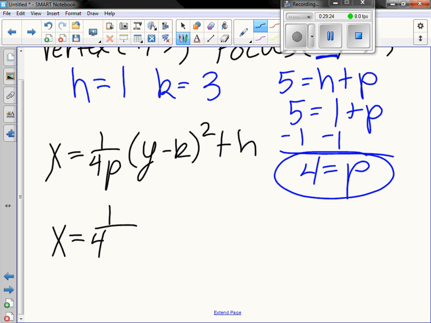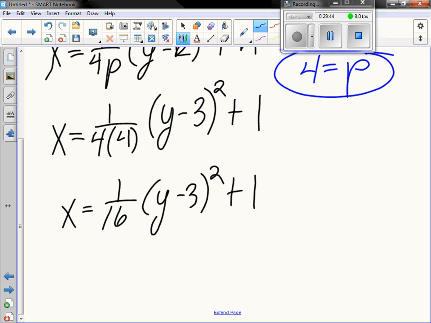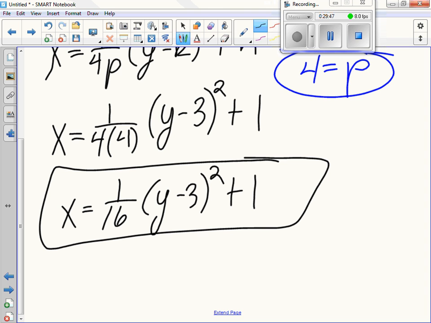We have 1 over 4 times our value of p is 4 times y minus our k value is plus 1. Well, 4 times 4 is... and that's all we have for this here.